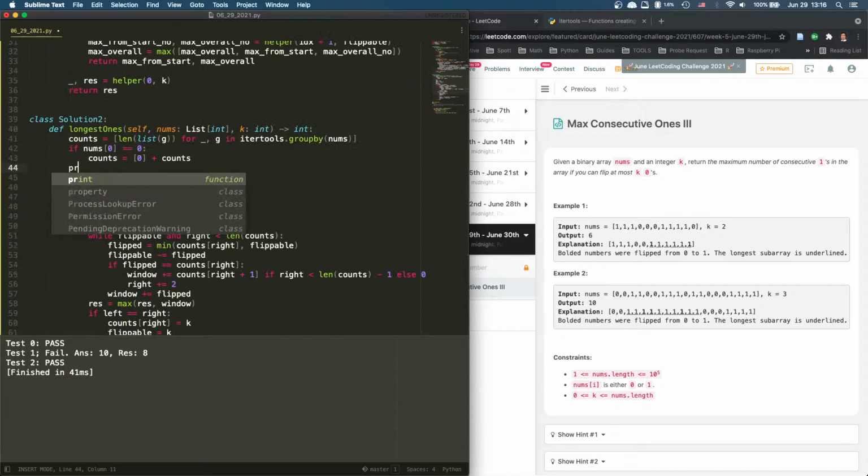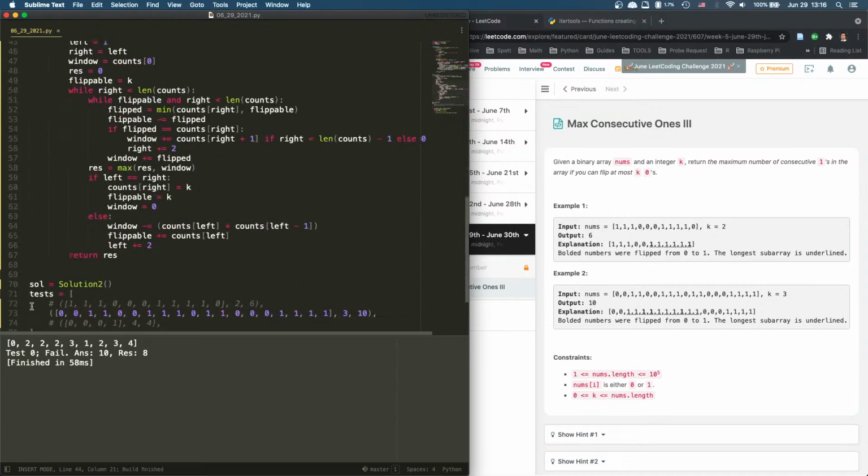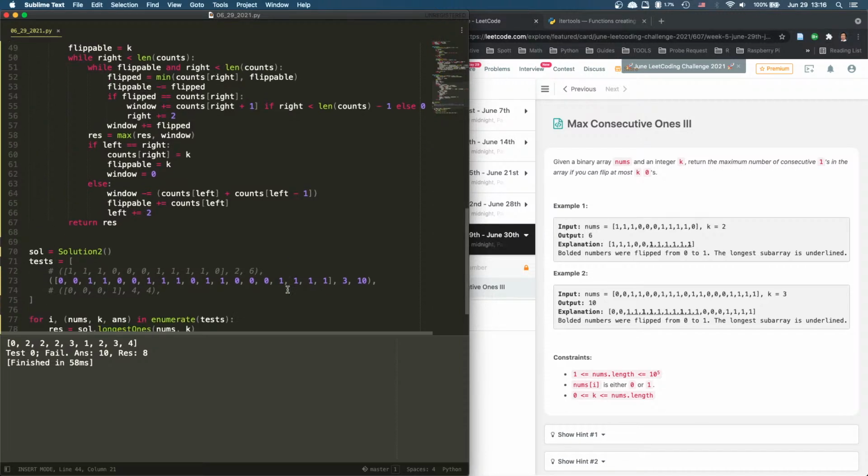So first of all, we're going to print counts. We start with 0, so we're going to have 0, 2, 2, 2, 3, 1, 2, 3, 4. So this is 0, this is ones, right? And my result is 8, supposed to be 10.